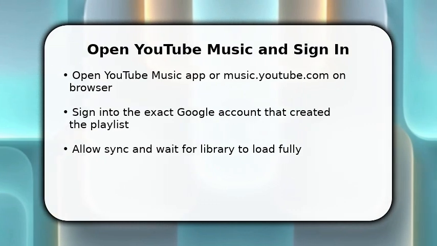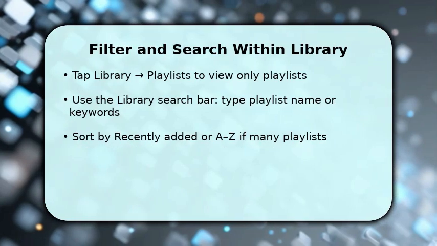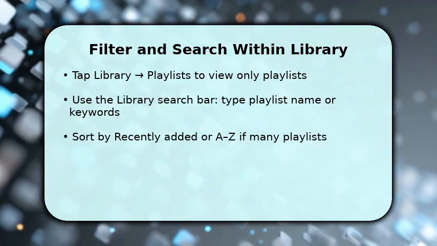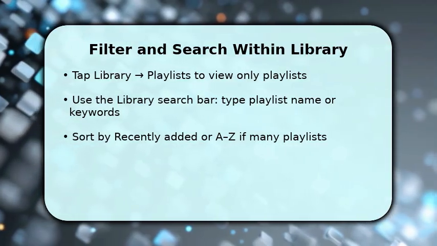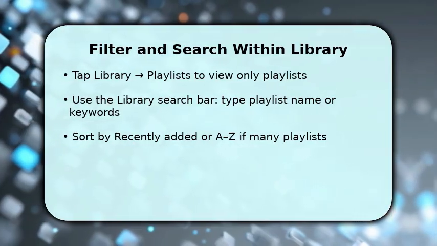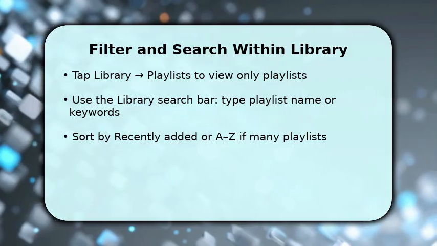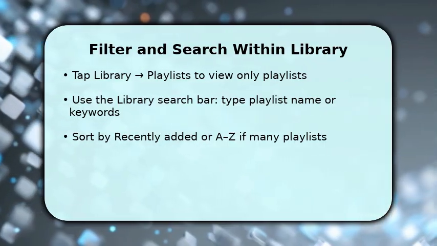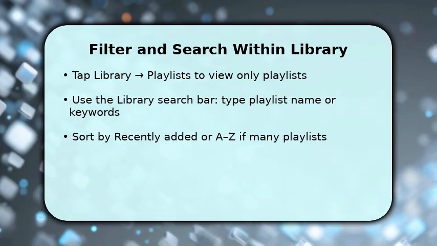Once in Playlists, use the library search field to type the exact playlist name or a distinctive keyword. This targets only playlist titles rather than songs or albums. If search returns too many matches, sort by recently added or A to Z so you can locate a newly created or alphabetically named playlist faster.